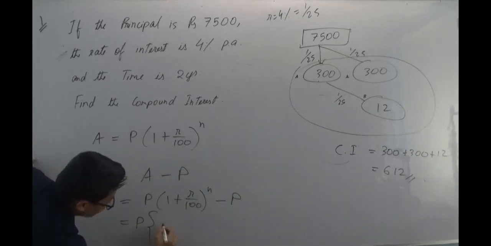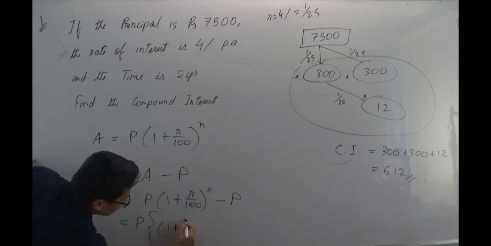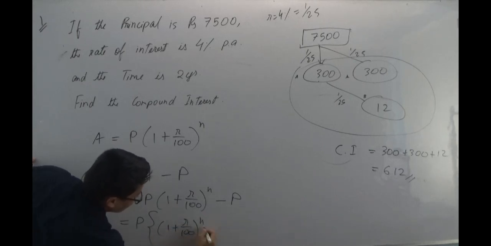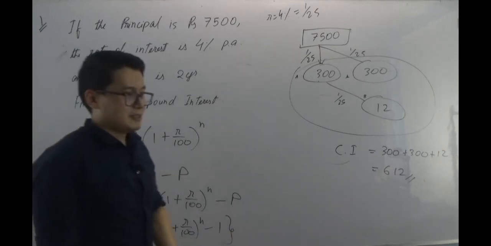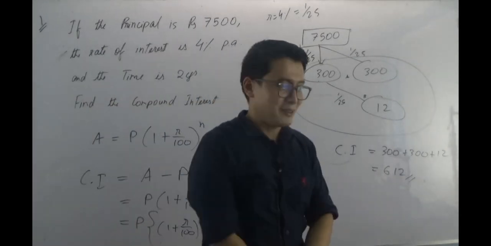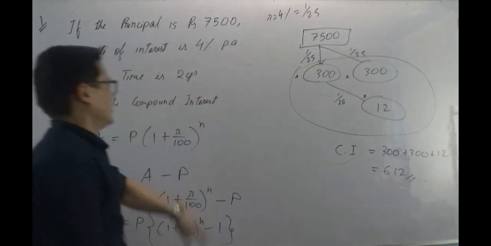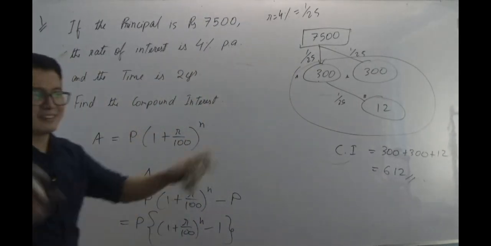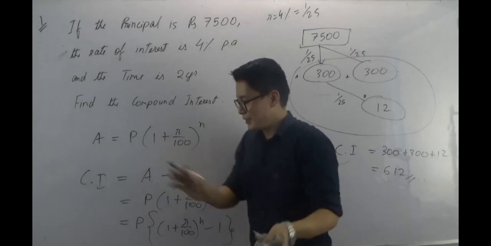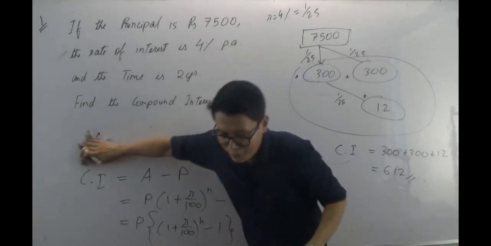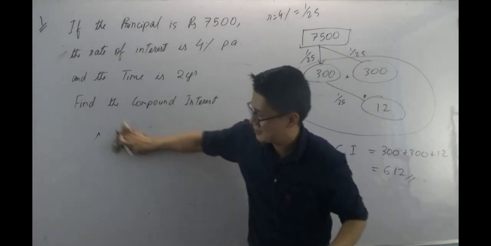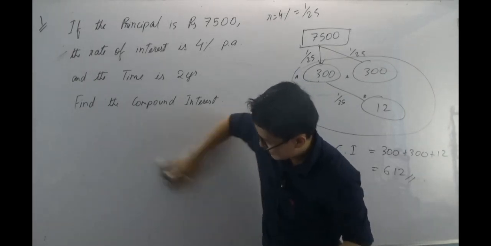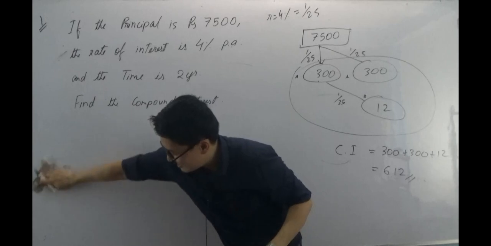P times (1 plus r by 100) to the power n, minus 1. No need to remember this formula, no need to use this formula. Just forget this formula.